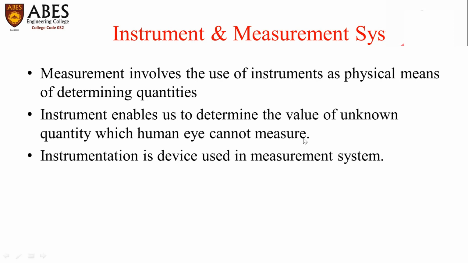Through the tachometer, we can see at which speed this motor is running. It can be easily measured that it is running at 1500 RPM, right? So the instrument enables us to determine that. It measures the value of that unknown quantity against its predefined standard, right? And instrumentation is a device used in the measurement system. So again, in the generalized measurement system, various instruments are used, and those instruments are collectively used in the measurement system for the measurement of some real-time application.